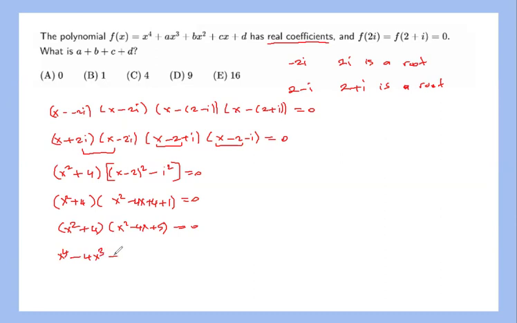And then this times 5 will be 5x squared. And then 4 times x squared will be 4x squared. And then 4 times negative 4x will be 16x. And then the last one is just 20.